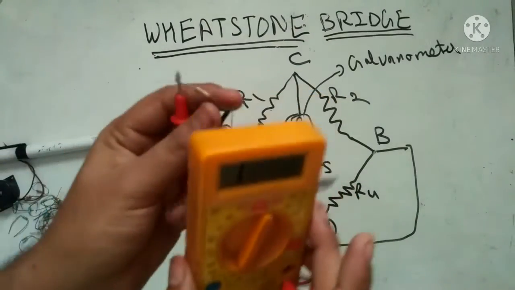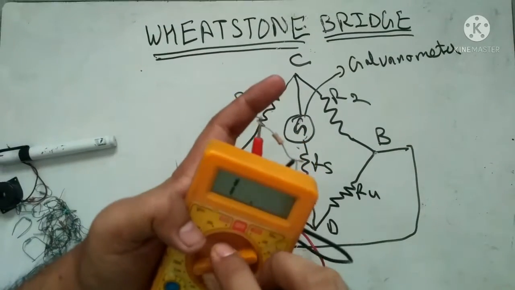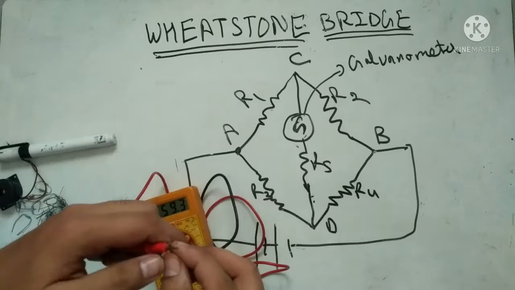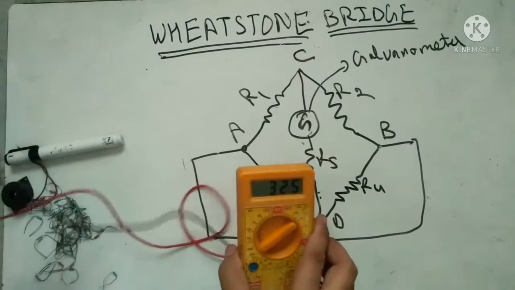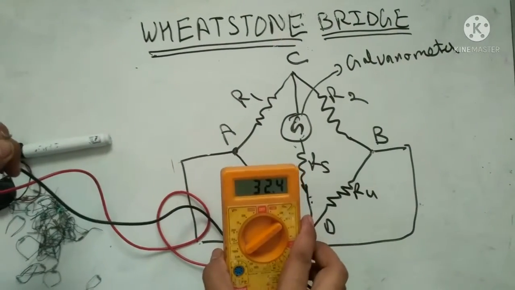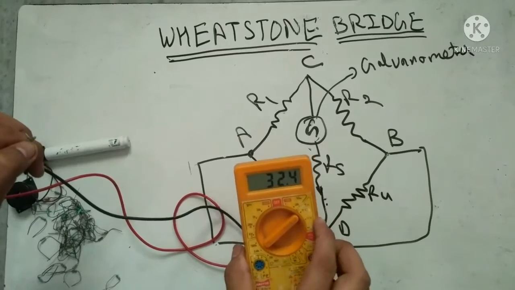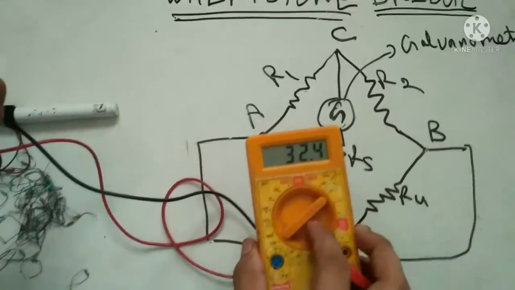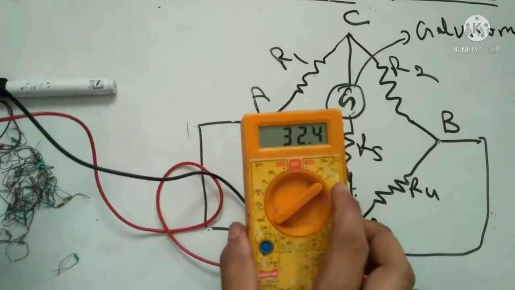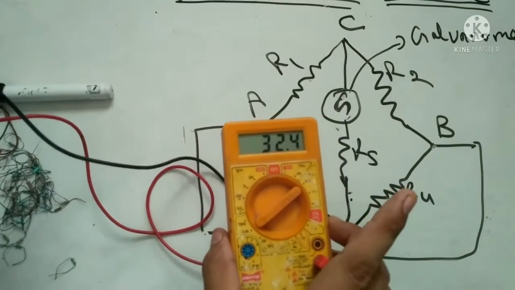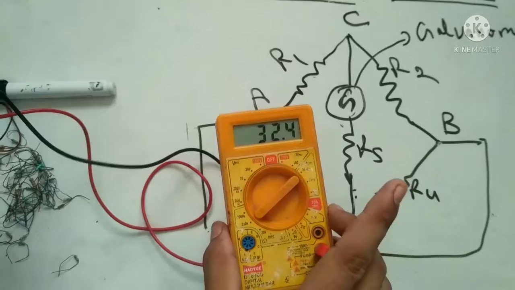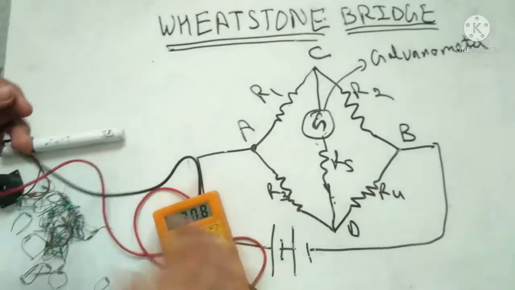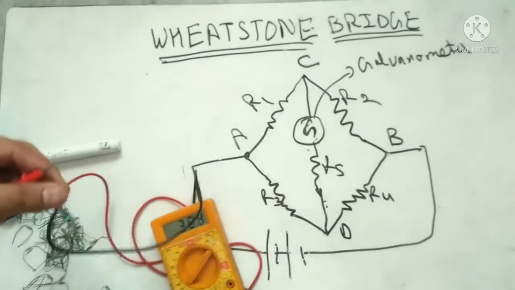Students, you can see 32.5, in the kilo ohm range, 32.4 kilo ohm. As I told you, it is 33; there are some errors of the instrument. So it is a 33 kilo ohm resistor. That's how we can measure the resistance of all the resistors.